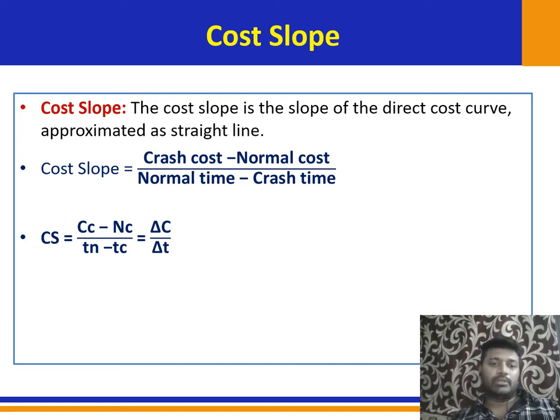So when I put it into a formula, CC minus NC divided by TN minus TC, which is equal to delta C divided by delta T. So this formula can be used in project crashing, and later in this slide I will explain it to you in detail.